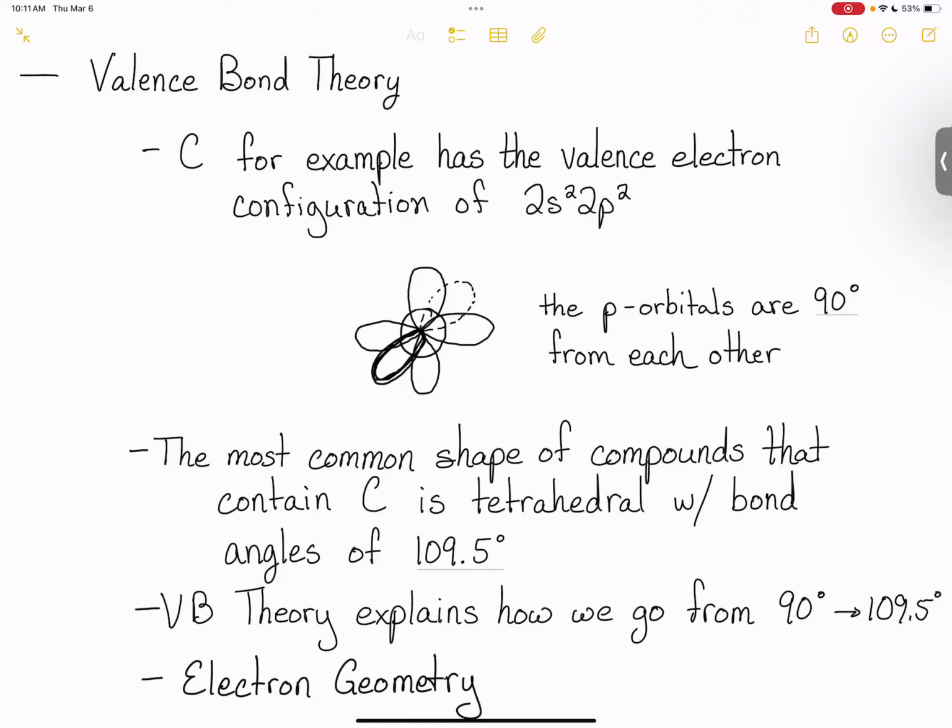So the fact of the matter is, we cannot use our understanding of electron configurations and atomic orbitals to explain the shapes that we see. We simply cannot use atomic orbitals to explain the shapes that we see, because 90 degrees to 109 degrees makes no sense.